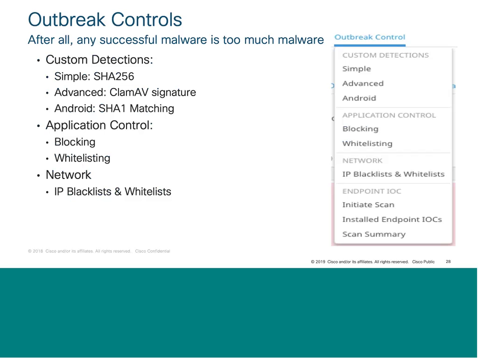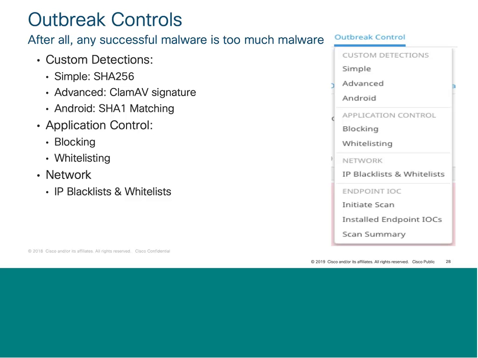We've got simple custom detections, advanced custom detections, Android detections, which is just SHA-1 matching, application control for blocking and whitelisting applications, networks for black and whitelists for IP addresses, and endpoint IOCs. We're going to talk more about IOCs in the next couple of slides, so I'm not going to dive into those too much right off the bat. I do want to touch on what each of these others are. With the custom detection section, we've got simple, advanced, and Android.